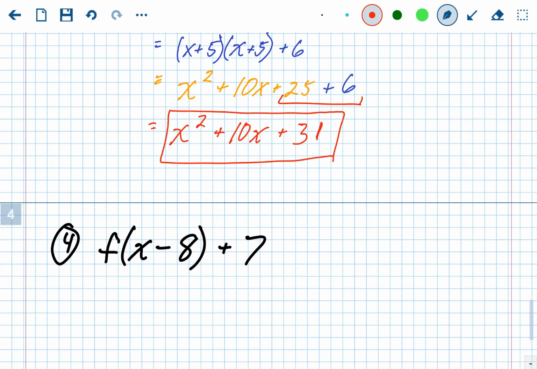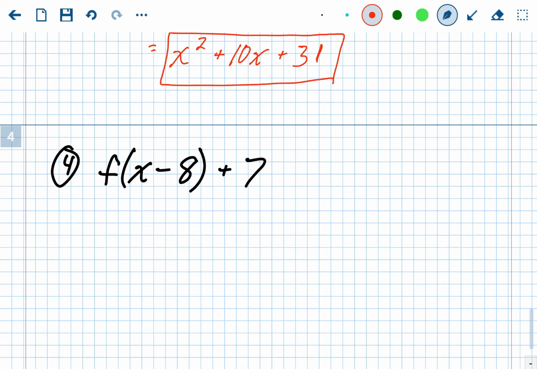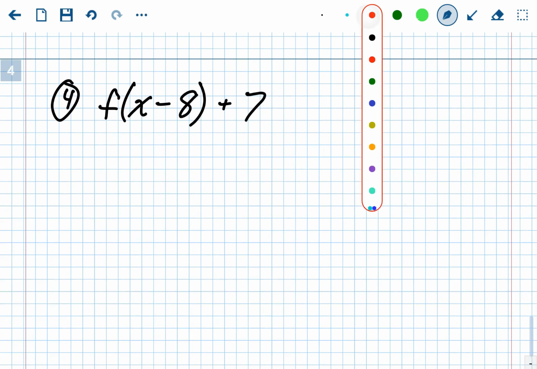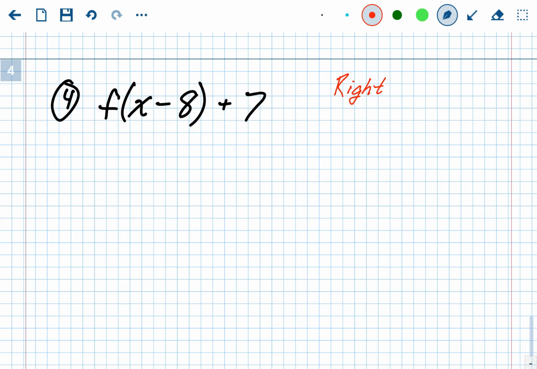Alright, these next two are kind of longer. This one has 2 transformations, and they're both translations. The minus 8 is going to move our graph right 8. And the plus 7 at the end is going to move up 7.